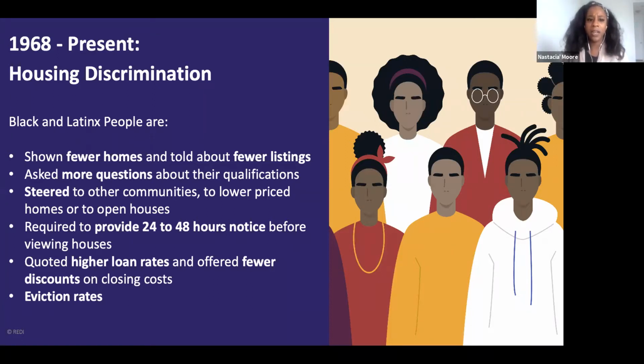We look at, again, folks steered into different communities. We look at folks being quoted higher loan rates, offered fewer discounts, and then bringing it back to now and what we are experiencing with COVID-19. We even look at our eviction rates and how the eviction rates have skyrocketed since COVID.